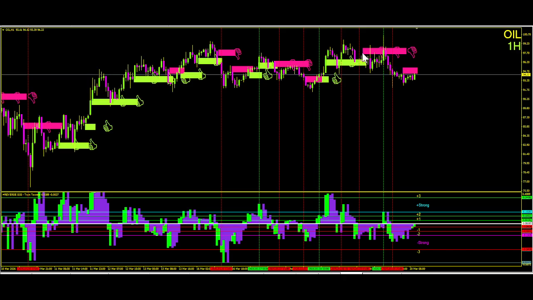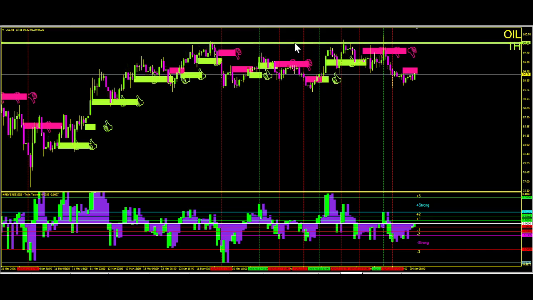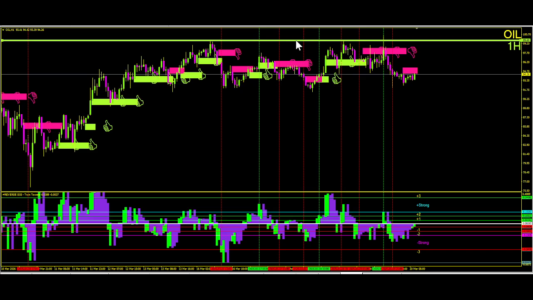So you could see that this resistance right here is holding up. This is a really strong area of resistance, okay? Right in here, you can see this thing has topped out many times at 99.69. Will it go above 100 for WTI?